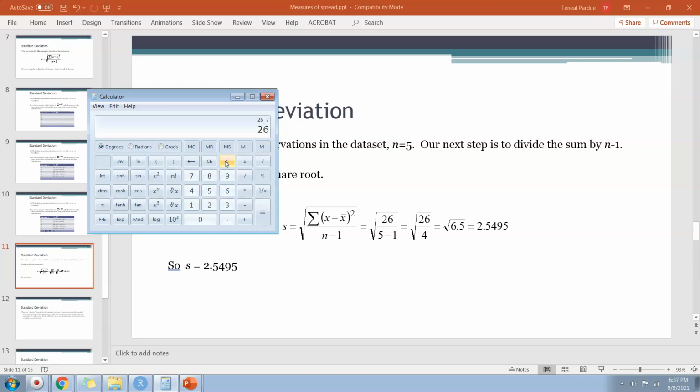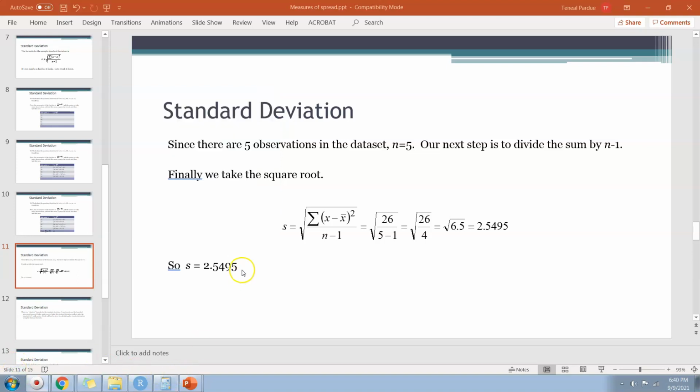If we do 26 divided by 4, you see that gives us 6.5. And then I'm going to take the square root, and that gives us 2.5495. So this is telling us that in our data set, the typical observation is about this far away from the mean.